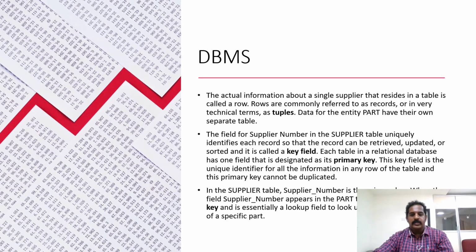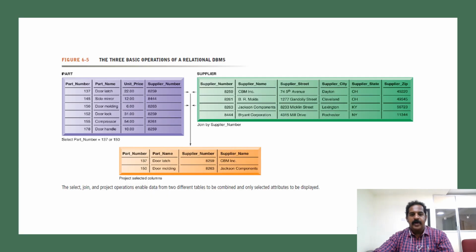Okay, so next, here you can see that the part and supplier are two different files, or what are called tuples. Here we are going to select a number at the bottom of the part table. You can see that we select part number 137 or 150. When you look at the part table as well as the supplier table, you can see that the part numbers are 137 and 150, and the supplier names are CBM Incorporate as well as Jackson Components.